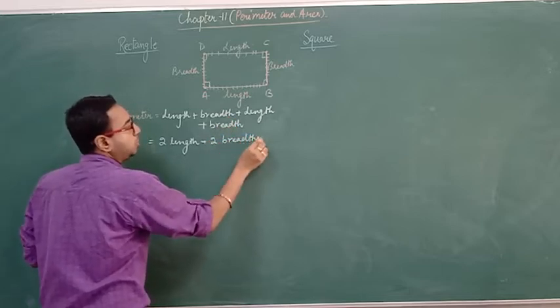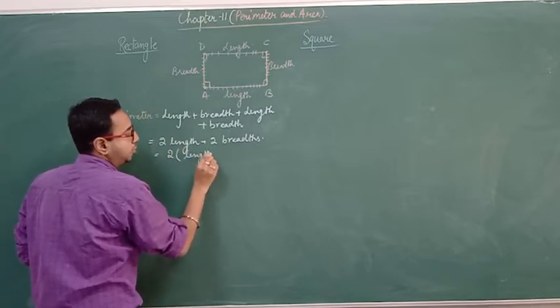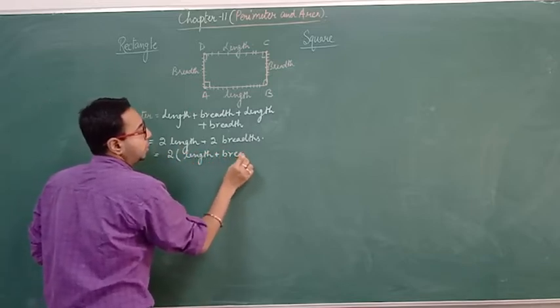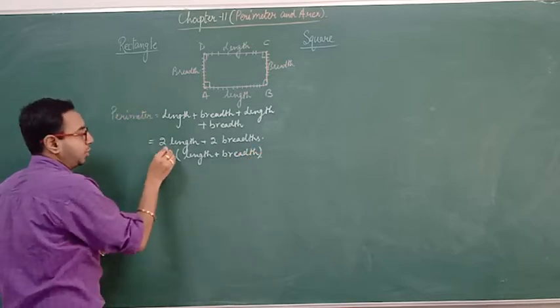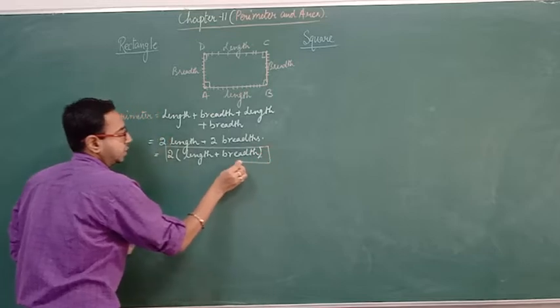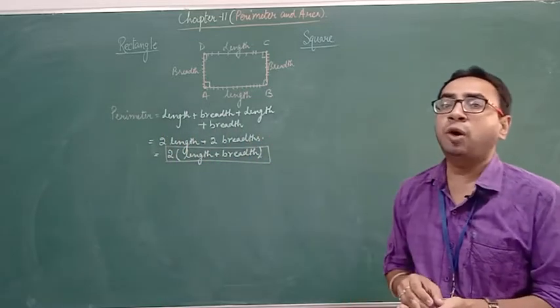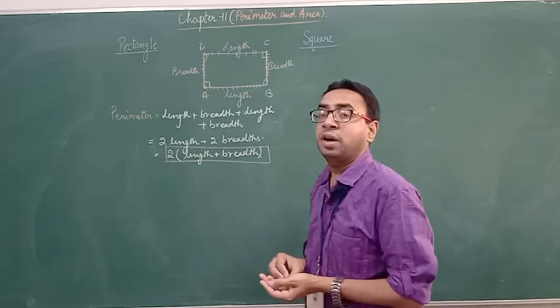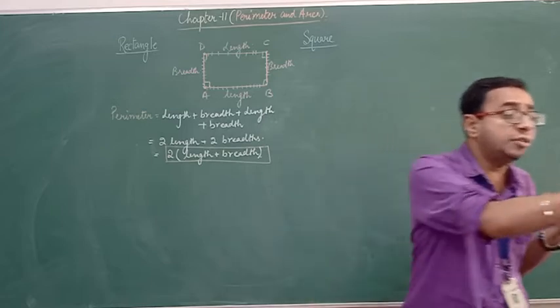Can I take 2 common? If I take 2 common, length plus breadth. This is the formula of perimeter of a rectangle: twice the length plus breadth. Are we clear? Twice the length plus breadth is the formula of perimeter of a rectangle. Clear with this? Next we are having area.